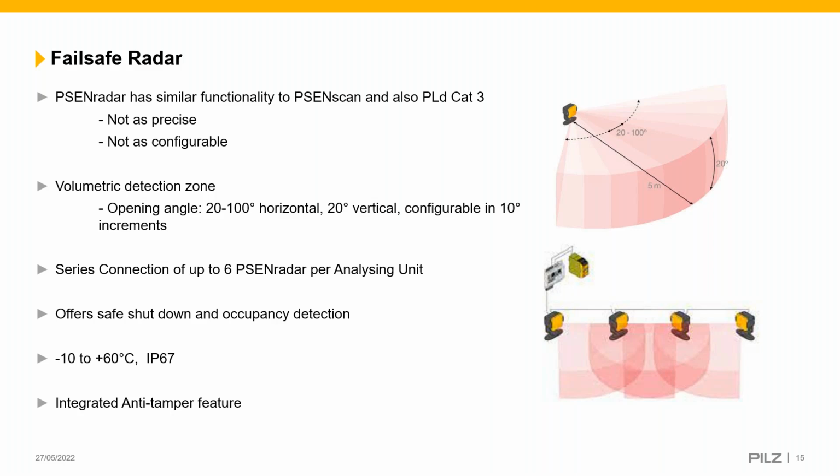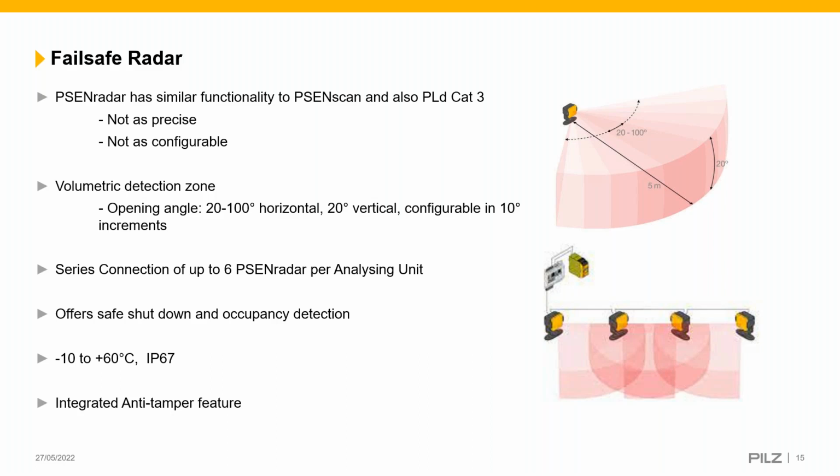As with others, to increase the field of view, you can series connect up to 6 of them, but whereas a scanner would contact and a light curtain would connect directly to a controller or a safety relay, the radar does need an analyzing unit. You can have up to 6 per analyzing unit. It offers the same functionality of safe shutdown and occupancy detection, and they also have quite a large operating range of -10 to 60 degrees. So they're very good when we're talking earlier about environmental considerations.